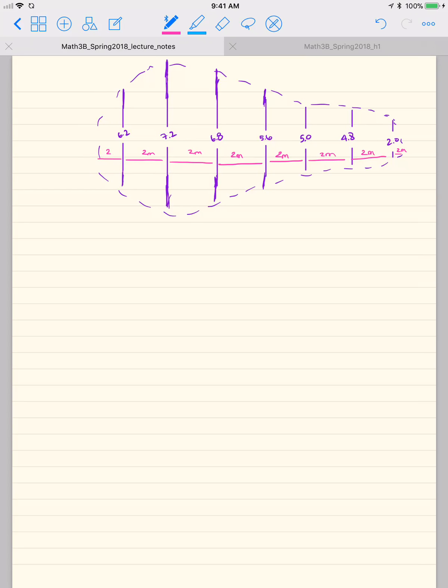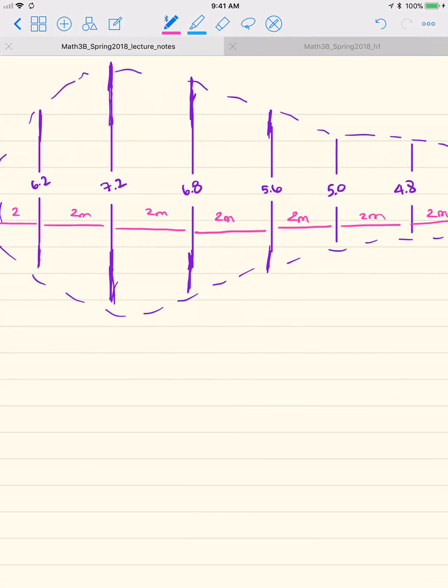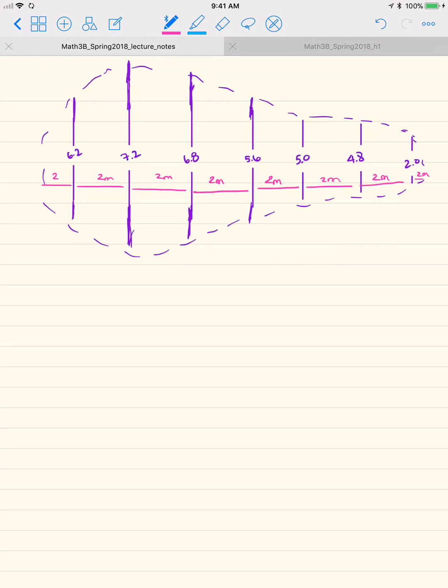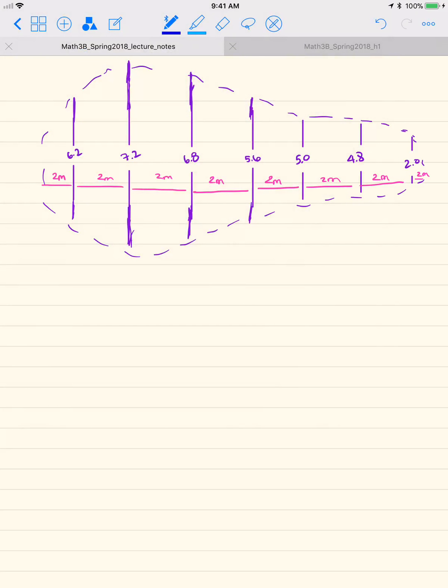Okay, so I have here the oddly shaped pool, and essentially what I've done is just written in the information that we were given in the problem. The information we were given is the width of the pool and the fact that these widths were taken at 2 meter intervals. Okay, so the first thing we're going to do is orient this problem with an axis, an x-axis and a y-axis.